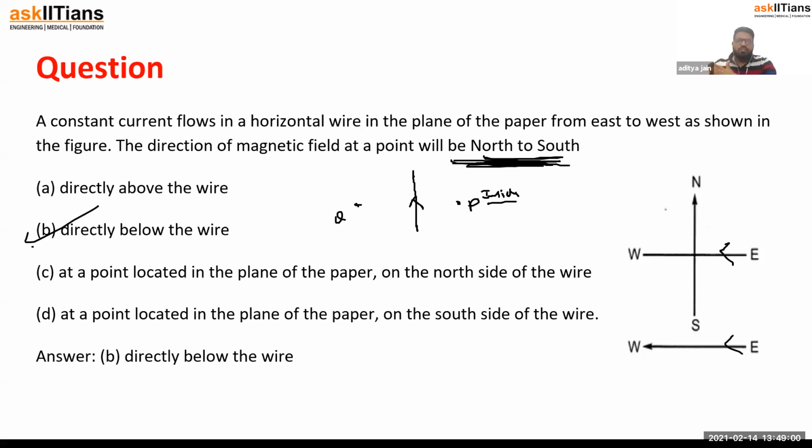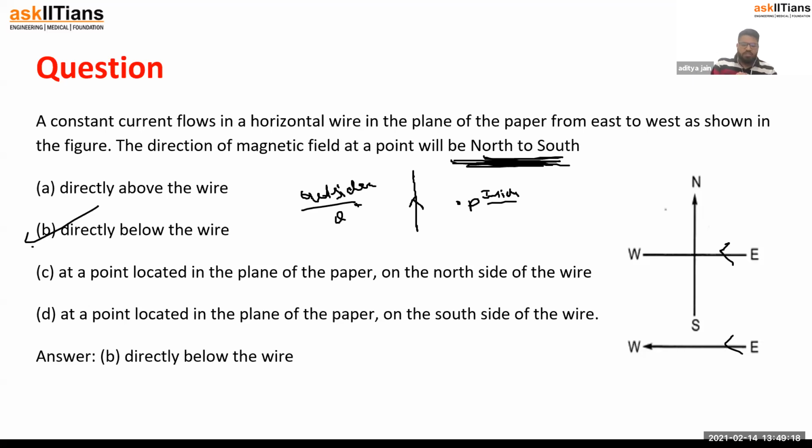Q is towards the left of the wire. This was the right of the wire. So on the left of the wire, the magnetic field is coming outside. So at point Q, the magnetic field will be outside. This is how to decide the direction of magnetic field with the direction of fingers. Clear? I hope everything is clear.